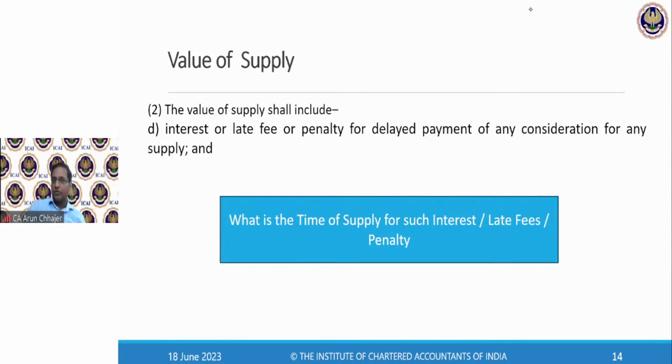15 subsection 2 clause D says interest, late fees or penalty for the delayed payment of any consideration will be added in the value. Before explaining this concept, can you please tell me what is the time of supply for such interest, late fees or penalty?